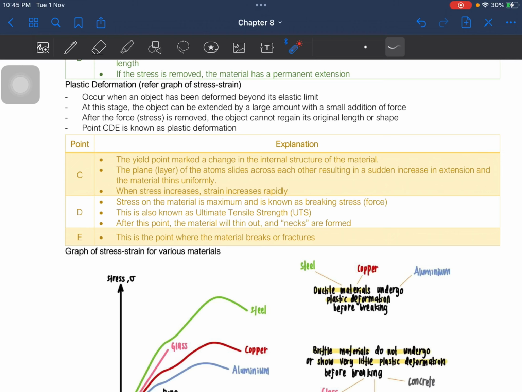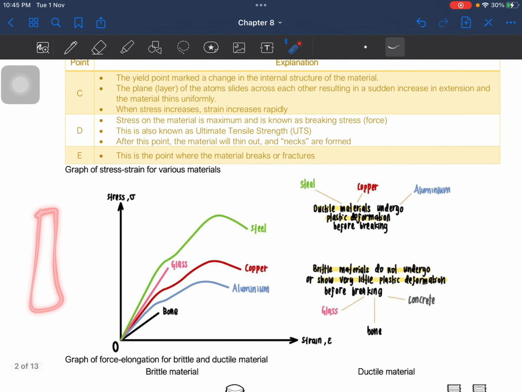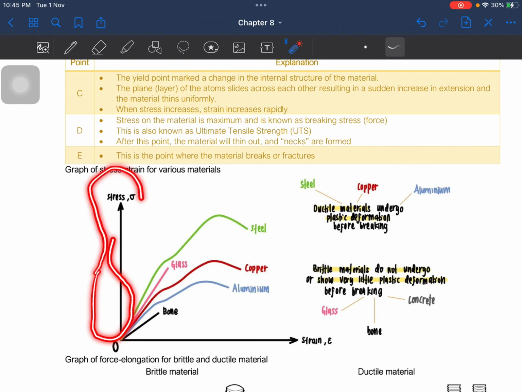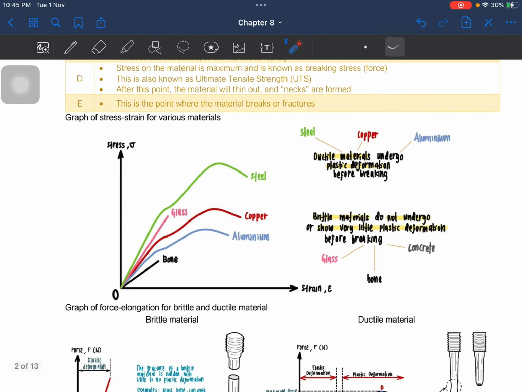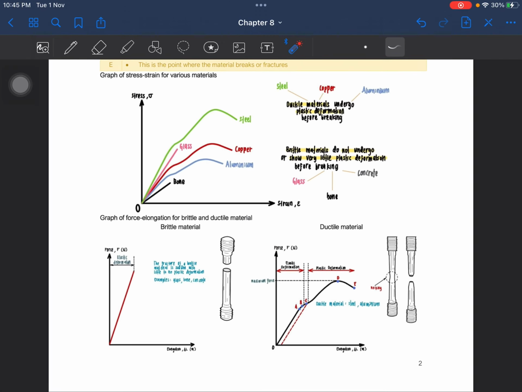It is also known as ultimate tensile strength, UTS. Anything after this point, the material will thin out and necks are formed. Point E is where the material would break or fracture. A neck forming means, for example, if you have a rod and you pull it, it will form something like this before it breaks. Something like this.